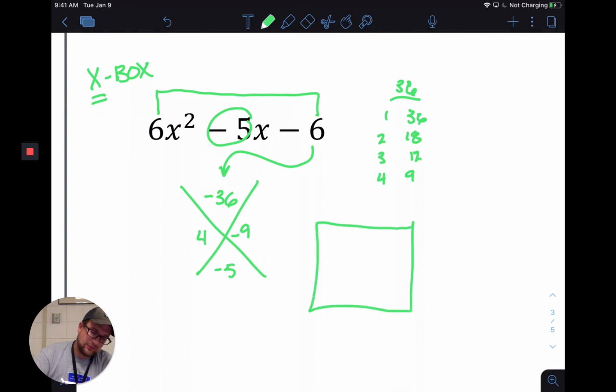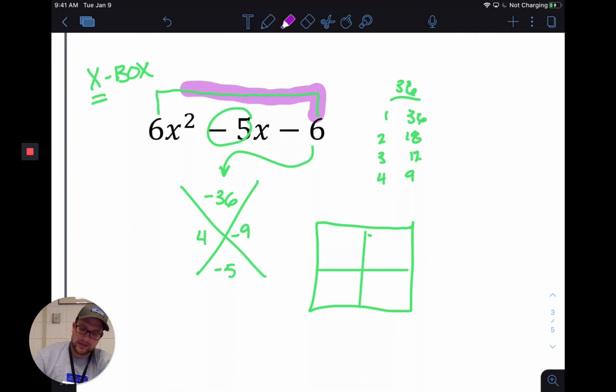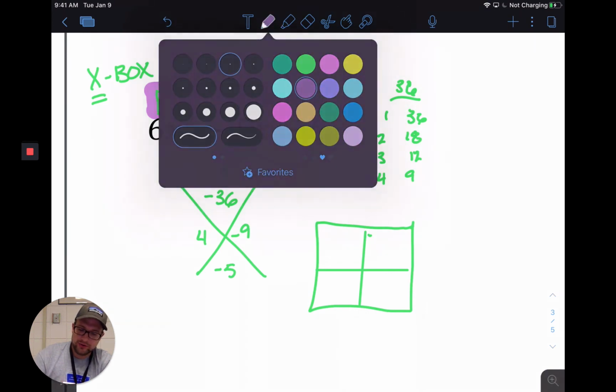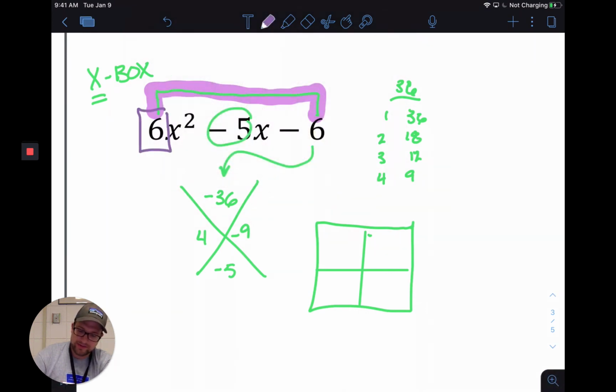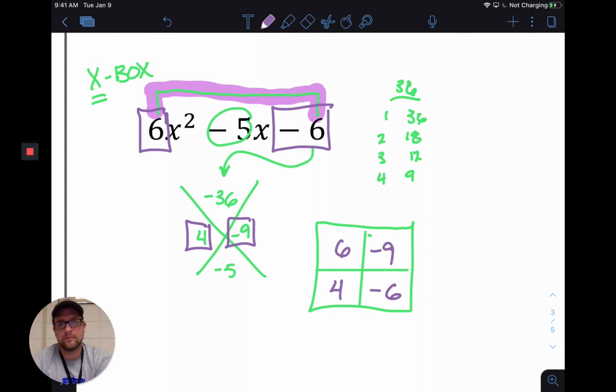So the box is really the biggest step you need to remember on these problems, along with this additional multiplication. Now, once you have the box drawn, you just need to put numbers in the right spot. So this 6 will always go in this spot. This last number here will always go in this spot. This 4 will always go in this spot, and this negative 9 will always go in this spot. Test yourself. Make sure you can always figure out where those numbers go because that's part of getting this right.